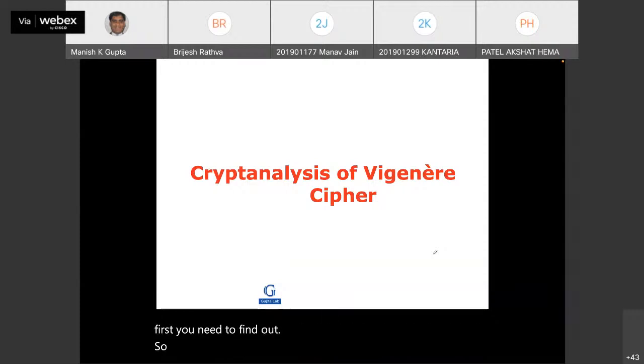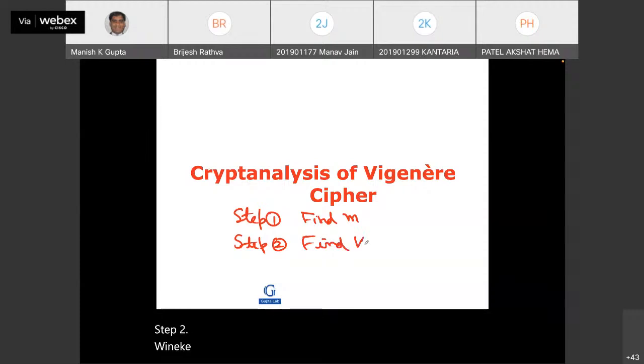So it is actually a 3-step process. Step 1, find M. Step 2, find the key. Then step 3, find the plain text.